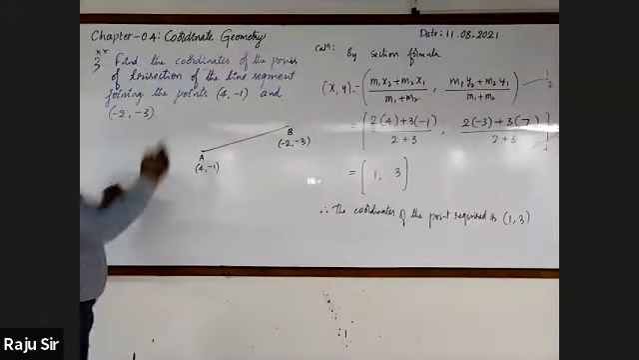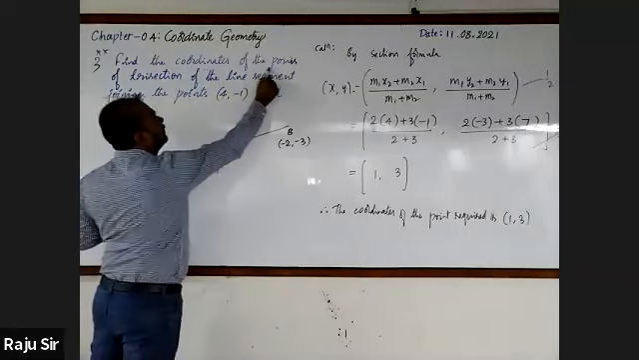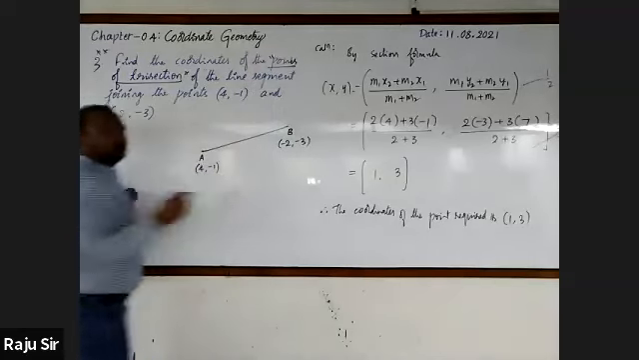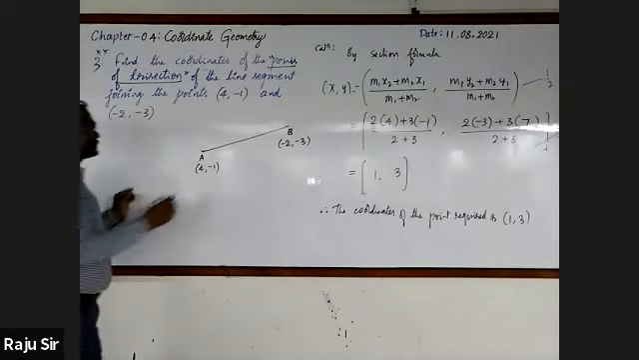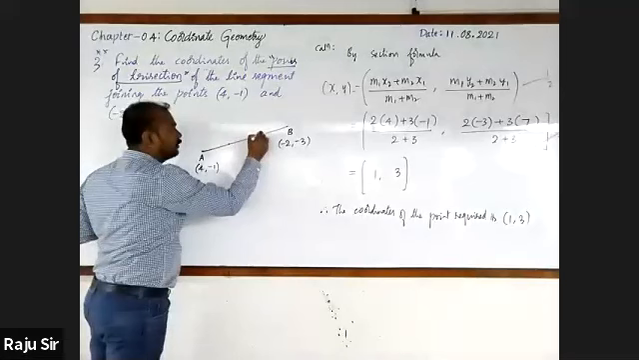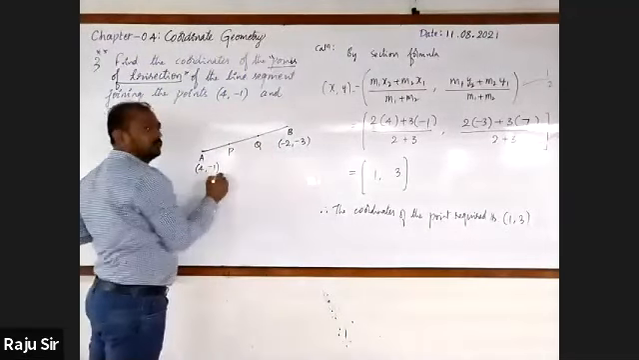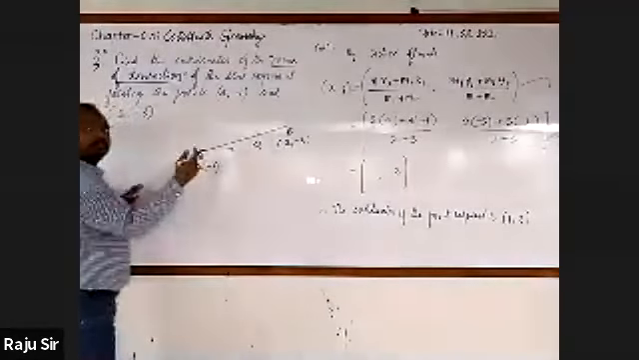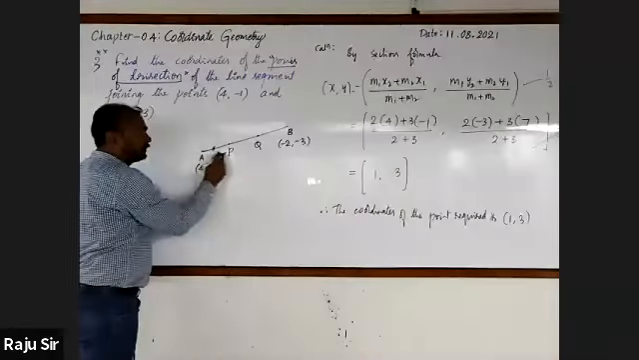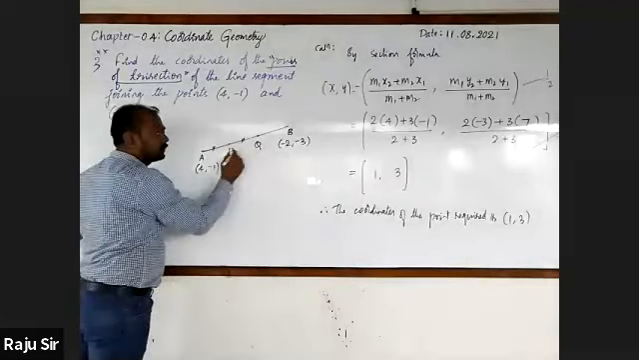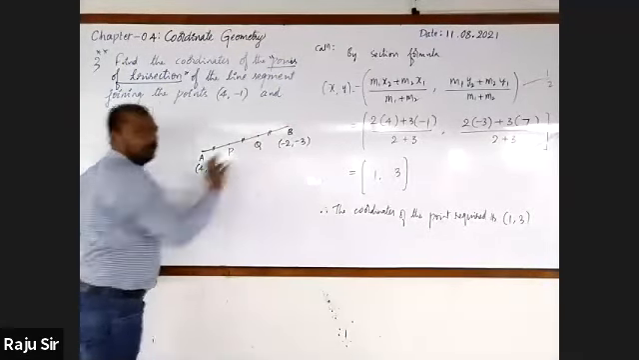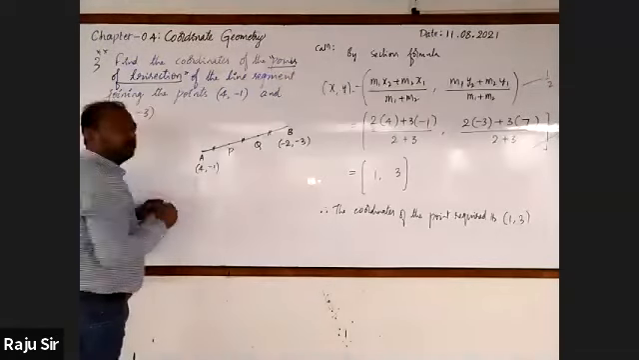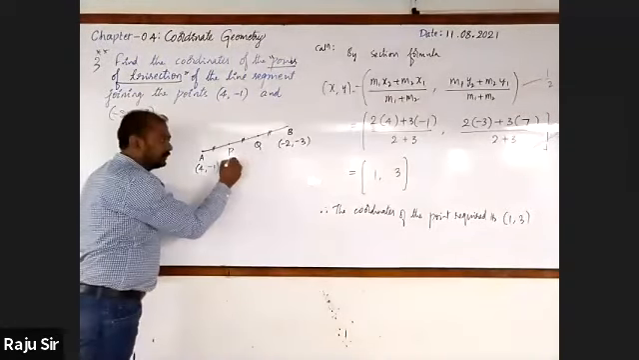You are going to find out the coordinates of the points of trisection. So 2 points will be the points of trisection. I name these 2 points as P and Q. Then P and Q will divide AB into 3 equal parts, that is AP equal to PQ equal to QB. You need to find out the coordinates of P and Q separately.